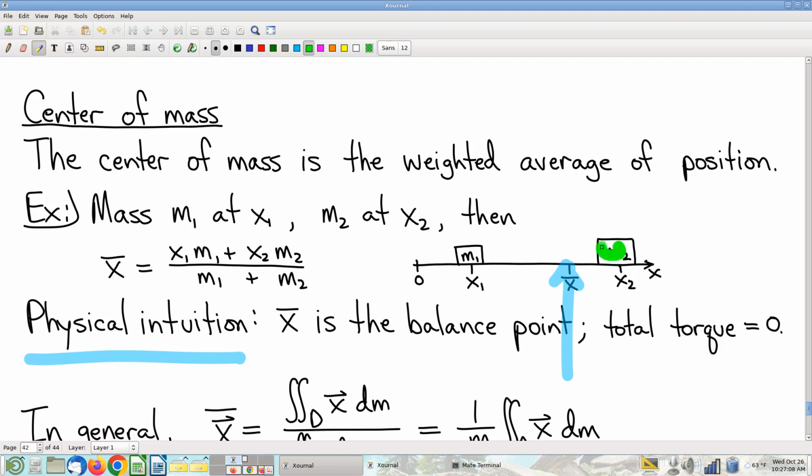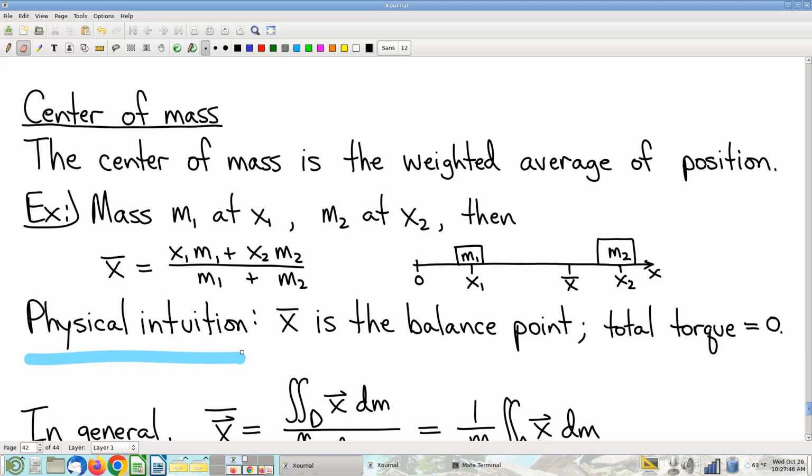One way to think about it is that this amount of mass applies a torque clockwise, and this little piece of mass is smaller, but it's further away. It applies a torque counterclockwise. And so the big idea to get it to balance is that balance means the total torque is equal to 0, that there's just as much force pulling down one way as there is pulling down the other way. And if you write down those torques and set them equal, you'll get the exact same formula. So, okay.